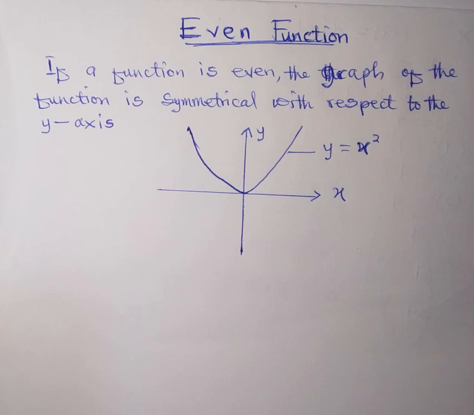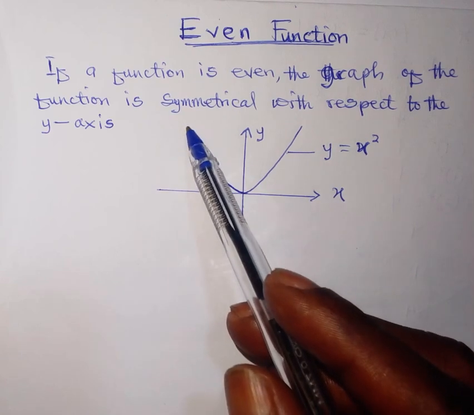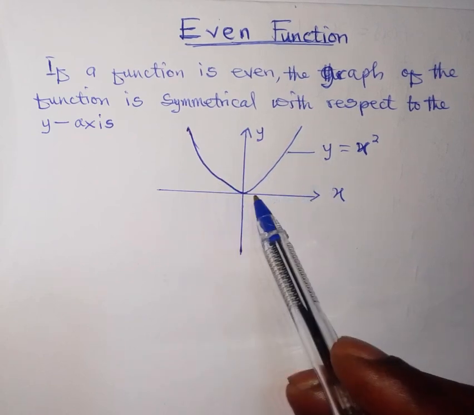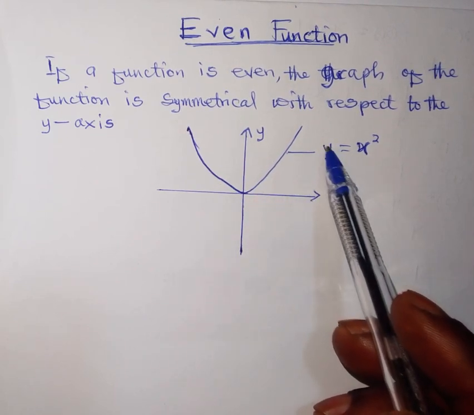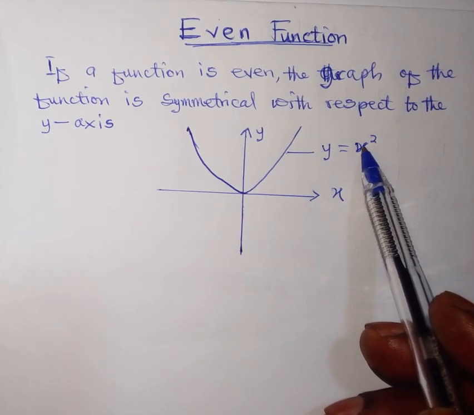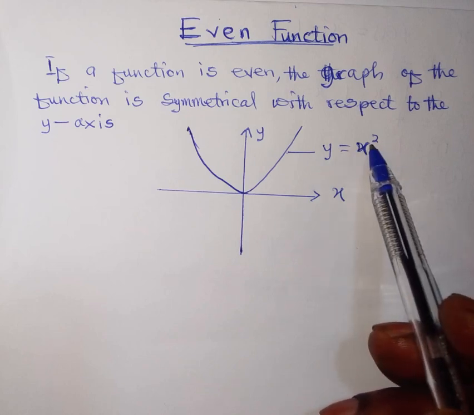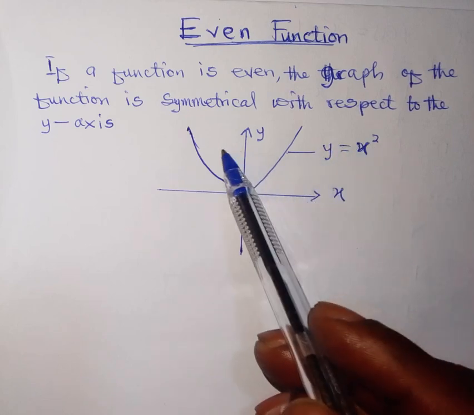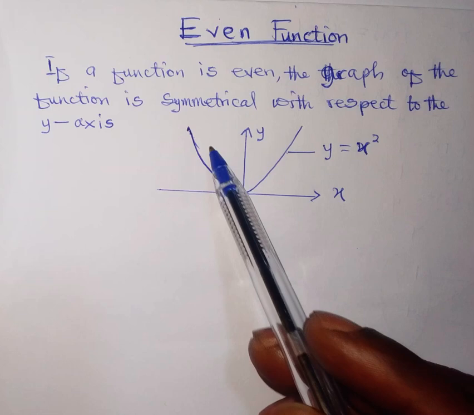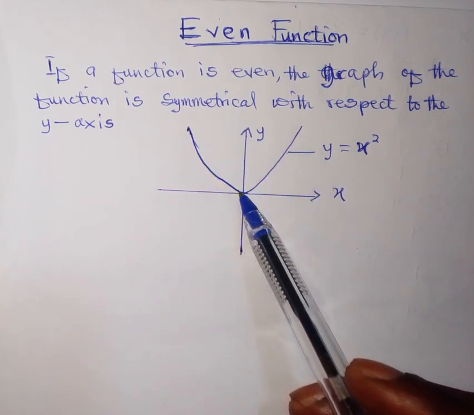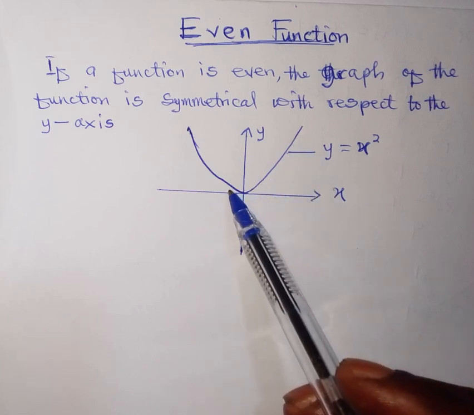So when we say it is symmetrical, what we are trying to say is that, now let's look at the graph of the even function. This is a graph of what? Even function. Example, we have y is equal to x squared. It is one of the examples of even function. Looking at this diagram, you realize that this is a curve. So you realize that this is what?